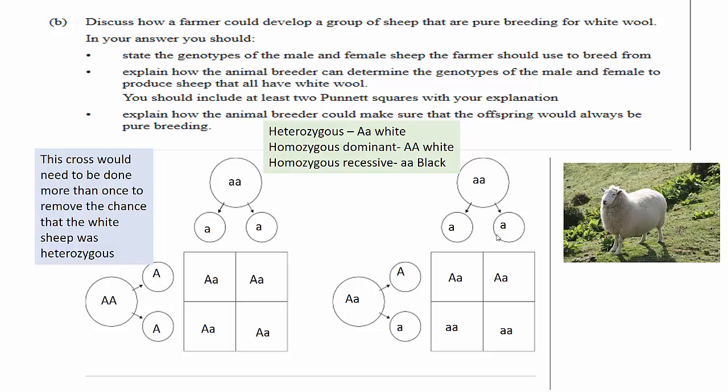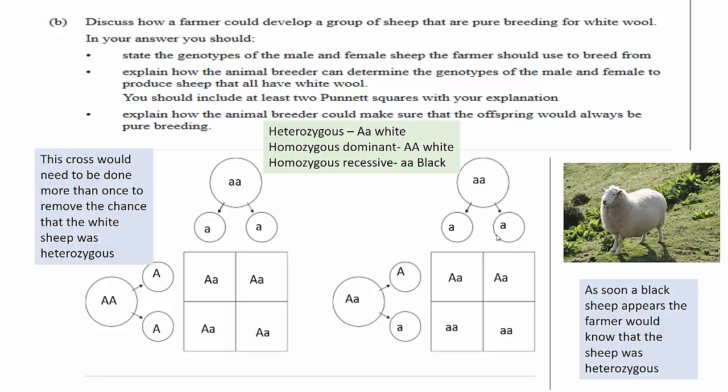So this cross needs to be done more than once to remove the chance that the white sheep's heterozygous. So you need to do this cross heaps of times to make sure that it is actually a dominant sheep. As soon as a black sheep appears, the farmer would know that the sheep was heterozygous. So hopefully this is enough information for you to go on and answer this question. Have a go at answering it, and then we will check with the mark scheme.